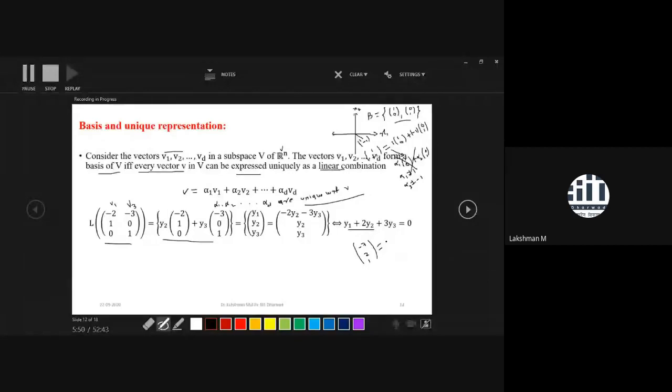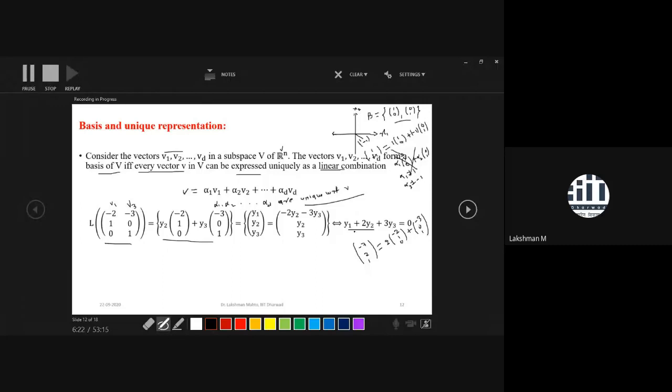You have taken Y2 as 2. That means 2 times vector V1, which is minus 1 minus 2 0 1 1 0, plus 1 times V2, which is minus 3 0 1. There is a unique representation for this vector, the given vector minus 7 2 1.